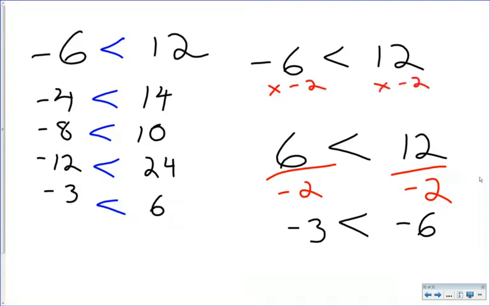Now, similarly, I can multiply this side by -2. I'm drawing the X, which I shouldn't do, but let's do it anyways. -12 and -24. Is that true? No, it's not. So what we're seeing is the one exception to the rule.